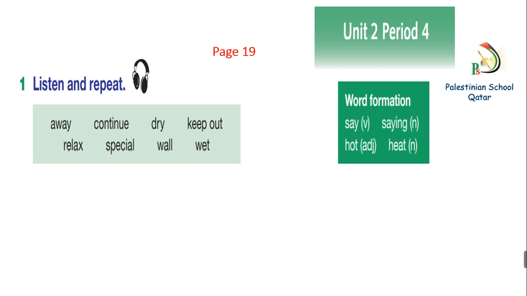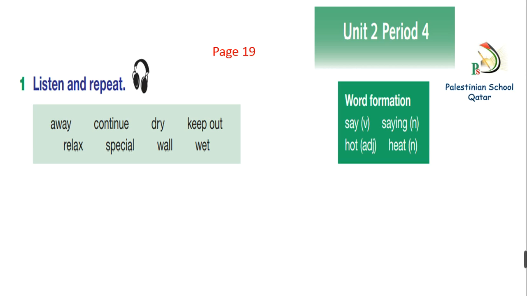The last one we have, page 19, period number 4. We have new words. We need to read them. Away, continue, dry. What's the meaning of away? It means not beside you. Continue, it means going on. Dry, and the opposite is wet. Dry, it means without water inside. Keep out, it means keep away.